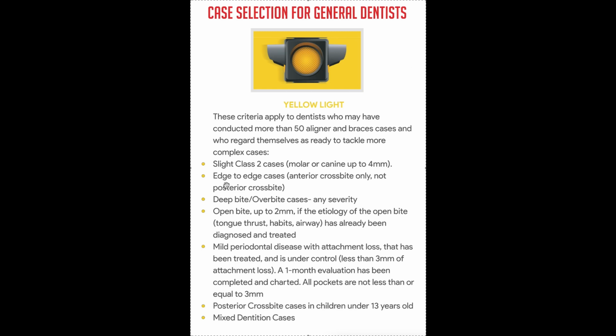All right, what else? Edge-to-edge cases, anterior crossbite only, not posterior crossbites, okay? So that means we have just edge-to-edge. I'm not saying a full anterior crossbite, edge-to-edge. That means the front teeth are hitting right on top of each other, okay? Those are easy. We either do a ton of lower IPR, or we take out a lower incisor, or we make sure the third molars are out, and we slide the teeth back.